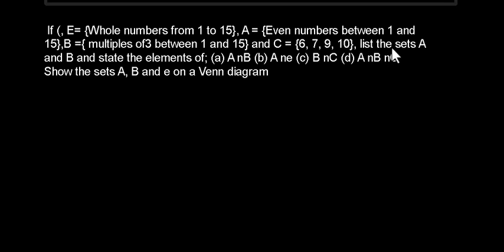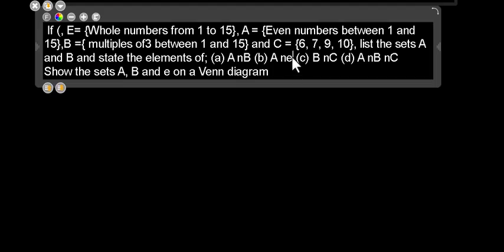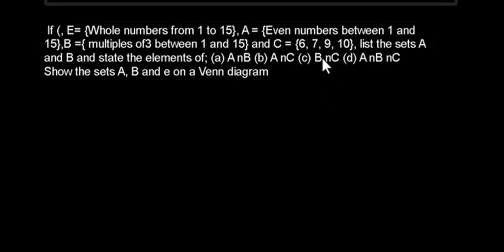List sets A and B and state the elements of A union B, A intersection B, then A union C. This is supposed to be C, beg your pardon. Then B union C, and A intersection C, B intersection C, and A intersection B intersection C. Show the sets A, B, C on the Venn diagram.